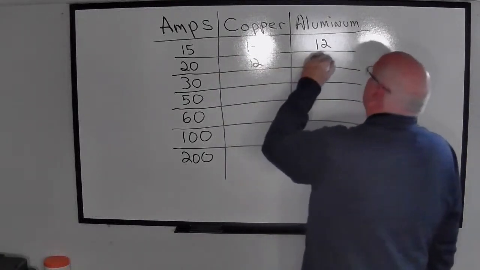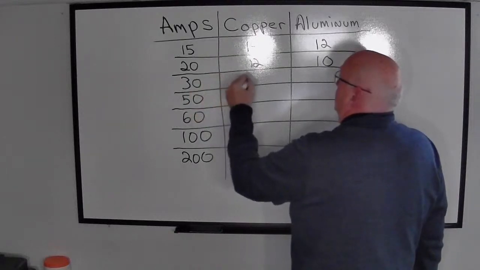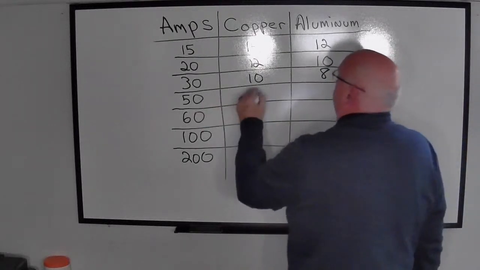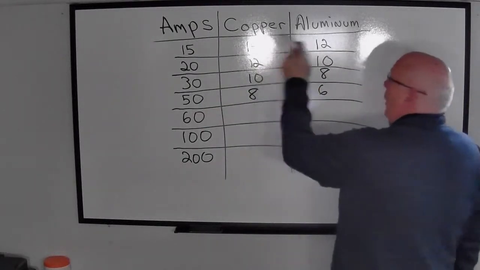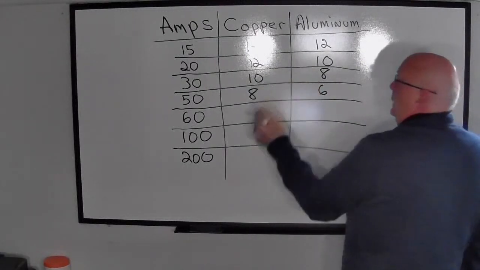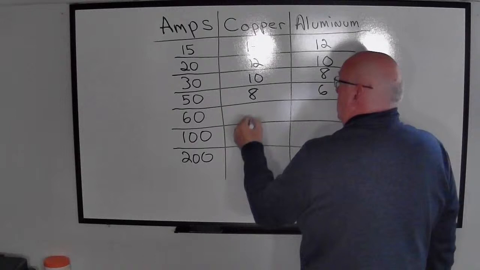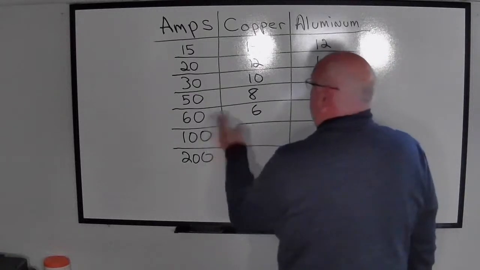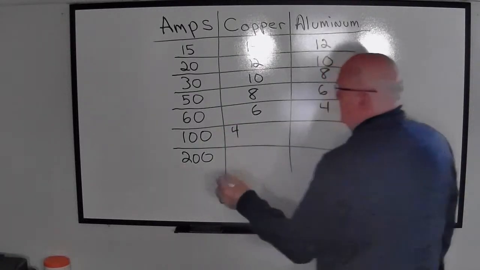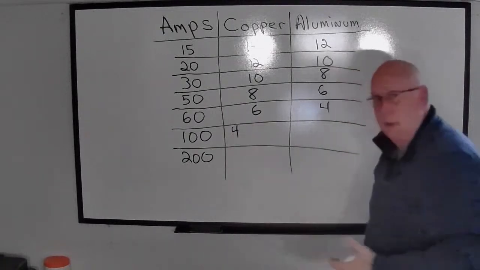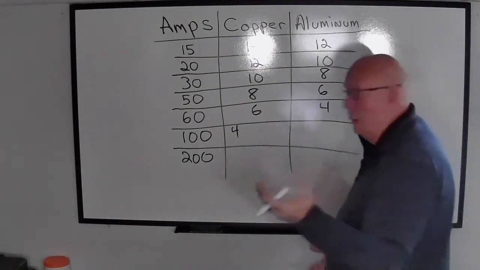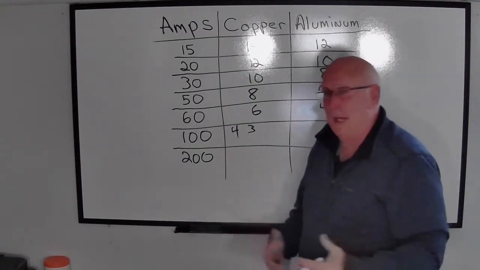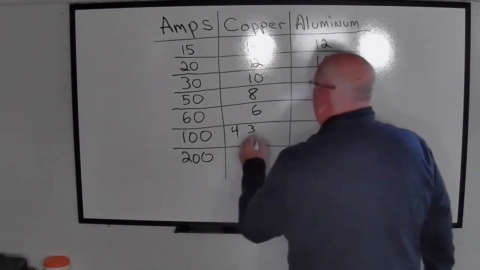20 amps, 12 copper, 10 aluminum. 30 amps is going to be 10 copper, and then 8 aluminum. 50 amps is going to be 8 copper, and then 6 aluminum. Hopefully you're seeing a bit of a pattern here as we go down in wire size. 60 amps copper is 6, aluminum is going to be a 4, and 100 amps copper is a 4, but I like to put that off to the side. In the Chicagoland area, we're actually going to normally see a 3. It's not going to be on any tests or anything like that, but if you're going to operate in the Chicagoland area, I'd like you to know number 3 in Chicago.